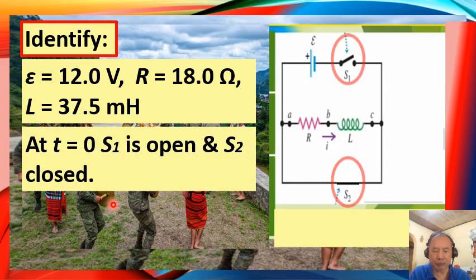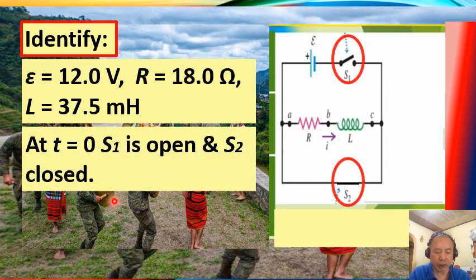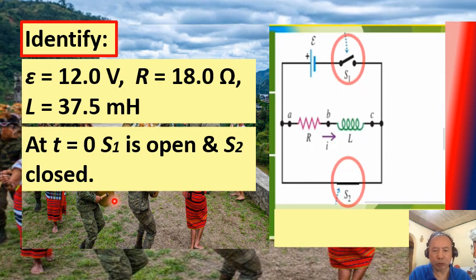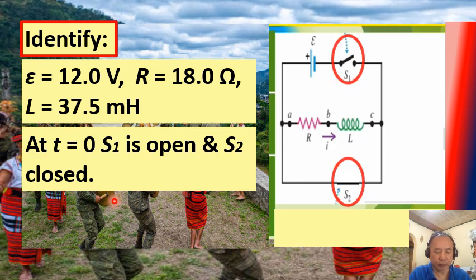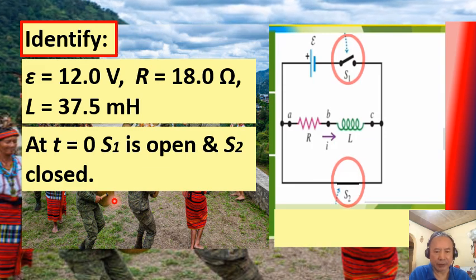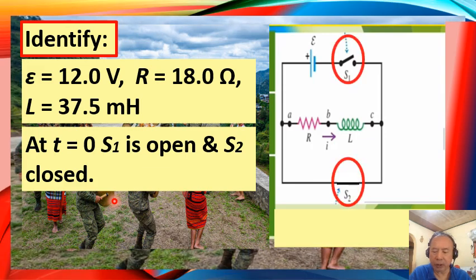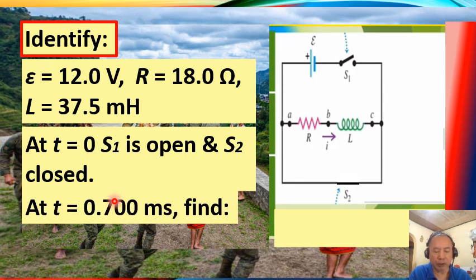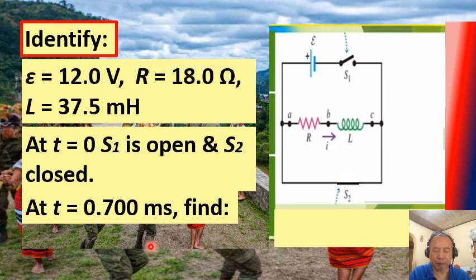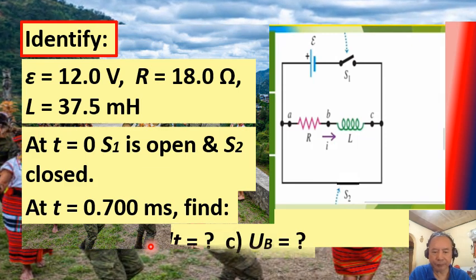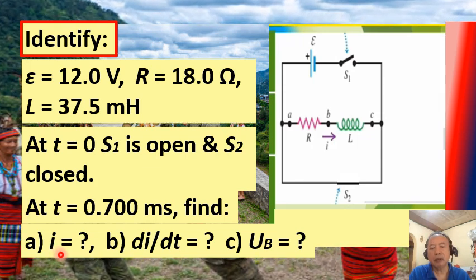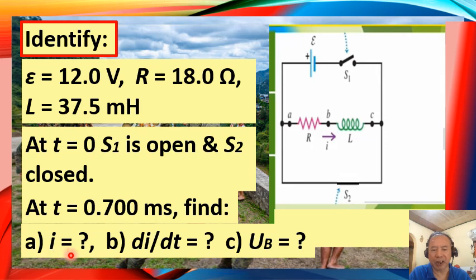And at time t equals 0, switch S1 is open and switch S2 is closed. So the current begins to decrease. And at time equals 0.700 milliseconds, we are required to find, letter A, the current or changing current denoted by small letter I.